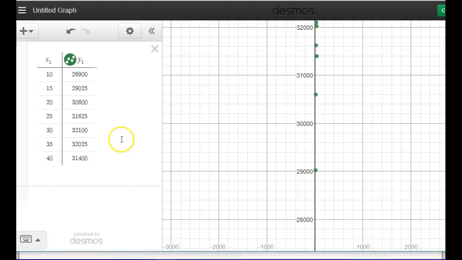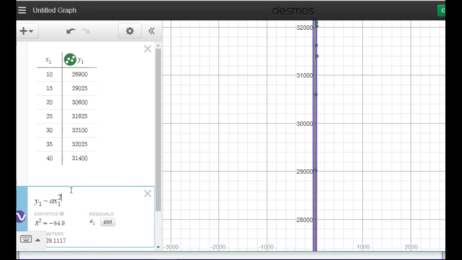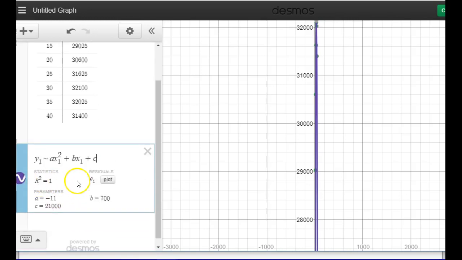So what I've done here is I've plotted all of these points in Desmos. And I know that we're dealing with a quadratic here, so I can go ahead and use my quadratic regression. So I'm going to have y1, and remember it's not equal to, and I've got my ax1 squared plus bx1 plus c. So now that I have this, I can see that my r value is exactly 1, so I know it fits my data perfectly.